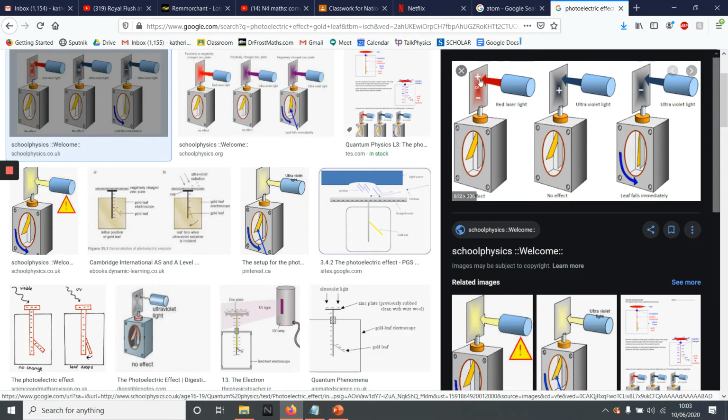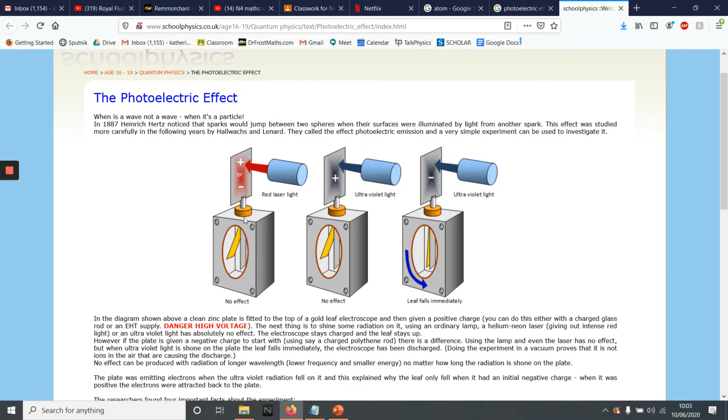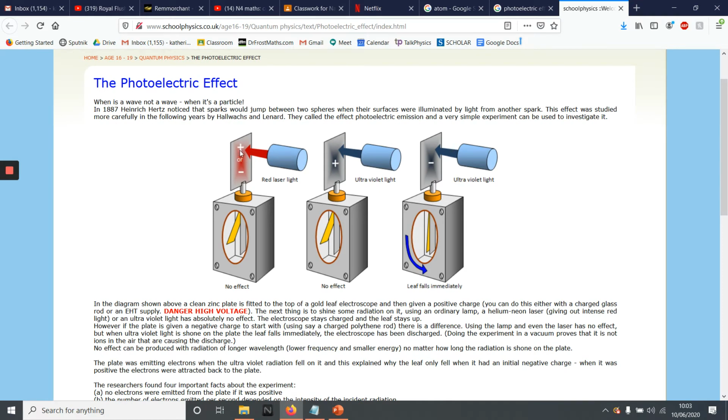Now, I realised I could look at a larger image of this, which would probably be better. If this whole system was positively charged, let's say, and we shone red laser light onto this, nothing would happen. It would have no effect. And if we negatively charged the system, it would still have no effect. Nothing would happen.